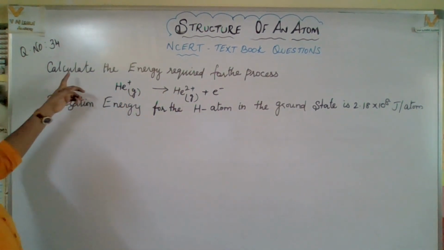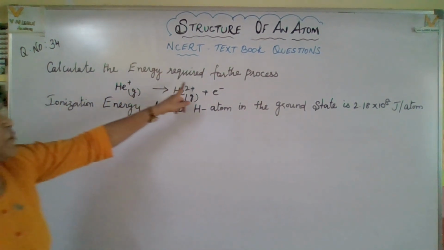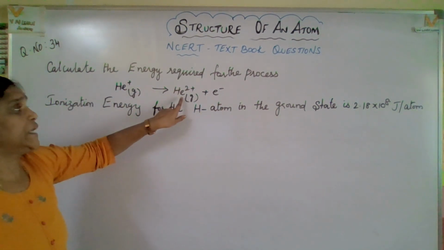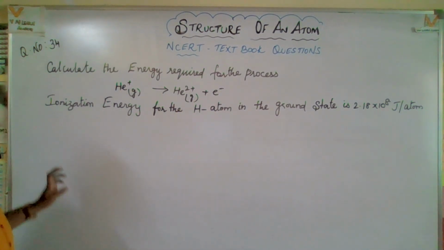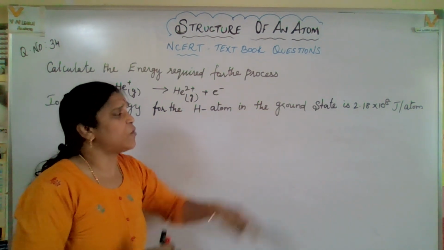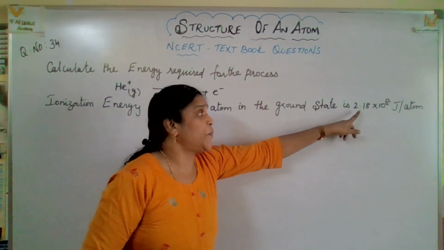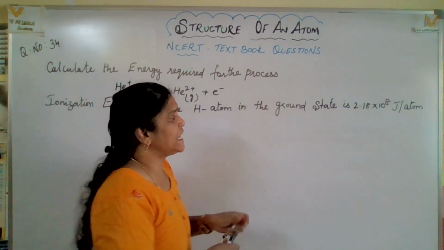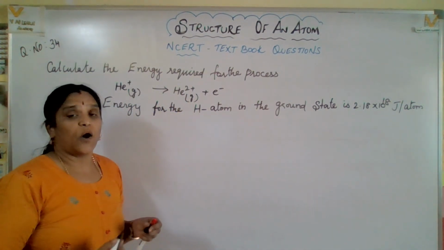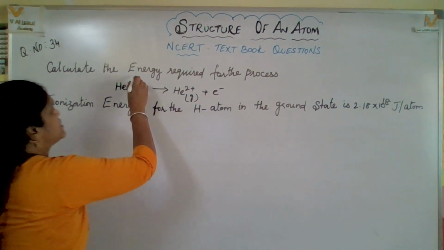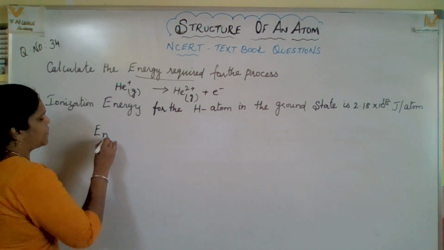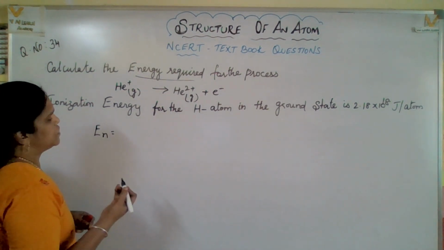Now let us check another question. Calculate the energy required for the process helium plus converted to helium 2 plus plus electron. The ionization energy for the hydrogen atom in the ground state, they have given the value 2.18 into 10 to the power of minus 18 joule per atom. Okay, we have to calculate the energy required for this process.